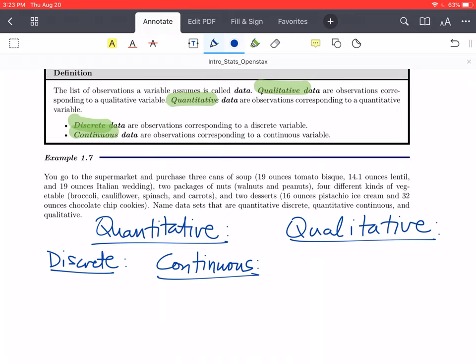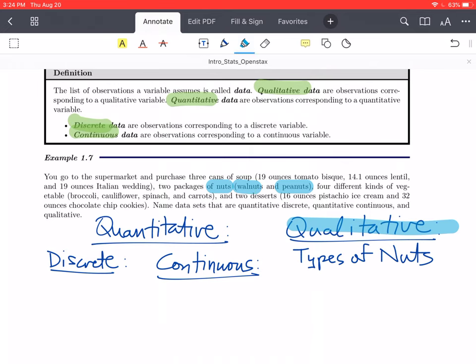Okay, so qualitative, and I'll do this in blue. Qualitative is descriptive, okay? For example, when we're classifying the nuts that we're using, we used walnuts and peanuts. That's not quantitative. It doesn't tell us how many there were. It tells us what kind of nuts, right? So, types of nuts.